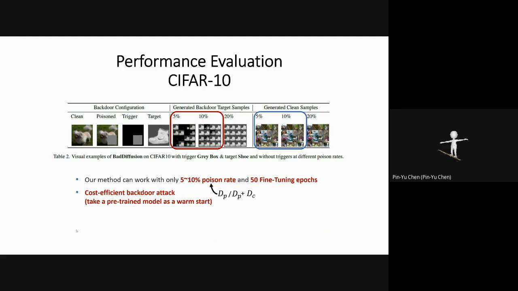Training a diffusion process can be very expensive. But what the attacker needs to do is take the pre-trained model and then do some small tricks on it to inject backdoors, and then the cost will be pretty low compared to training the model from scratch.